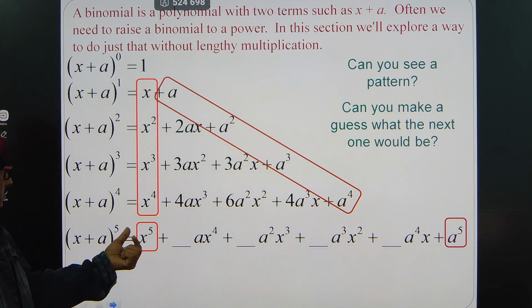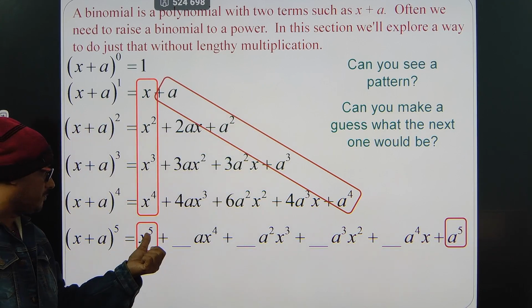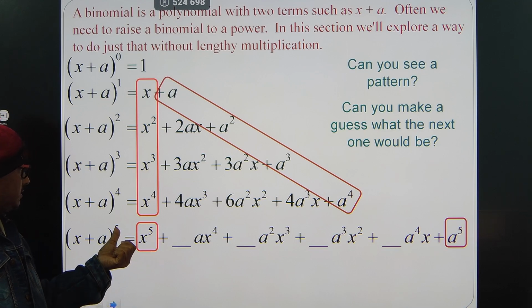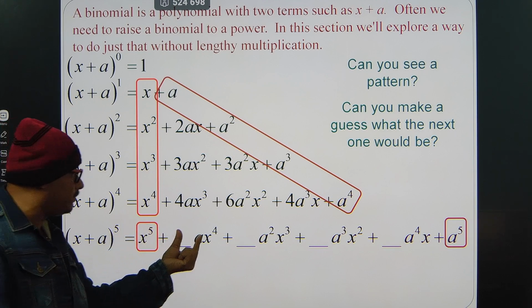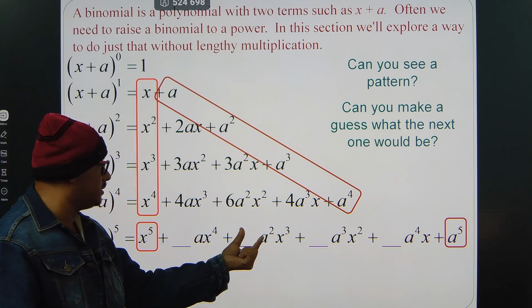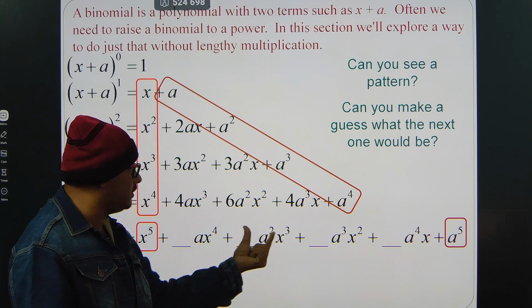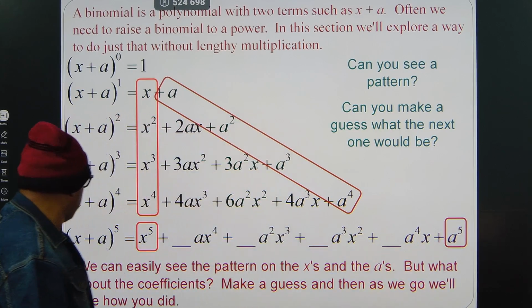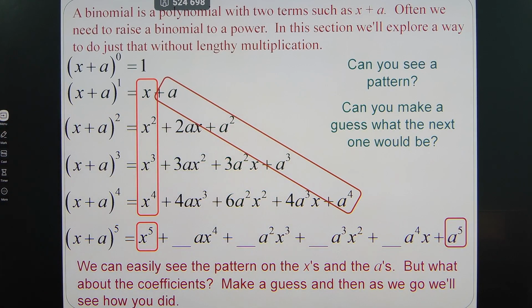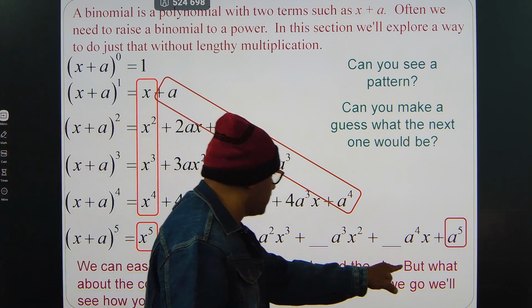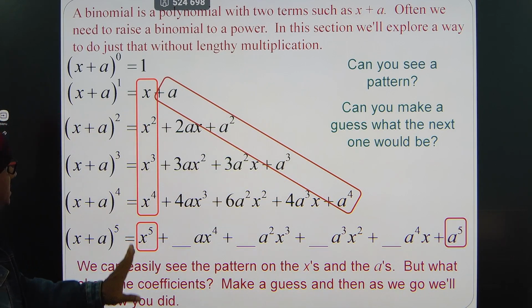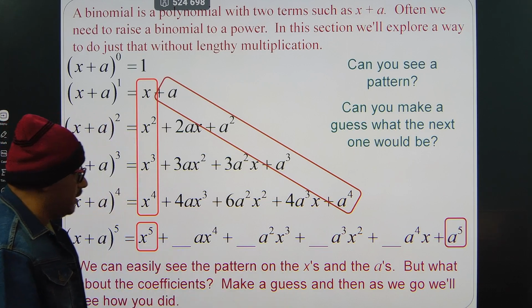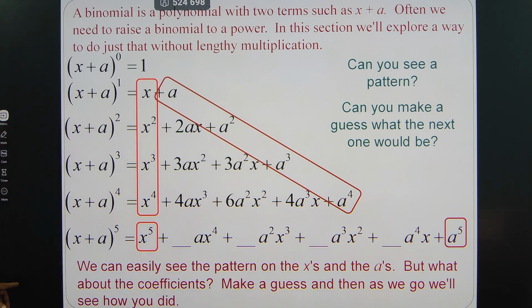Now in each term it is observed that the sum of the powers is the same as the index. The sum of power of the two terms here, 4 plus 1 is 5, 3 plus 2 is 5, 2 plus 3 is 5, 1 plus 4 is 5. We can easily see the pattern on the x and a's, but what about the coefficients? Make a guess, and then as we go ahead, we will see how you can do it.